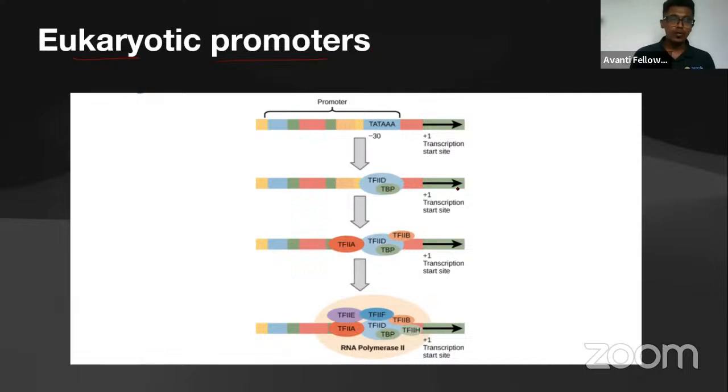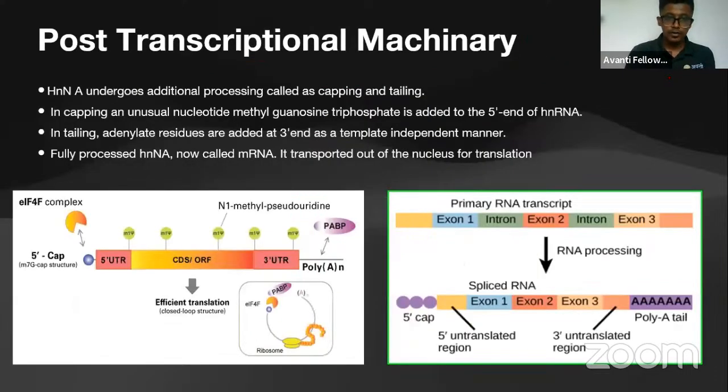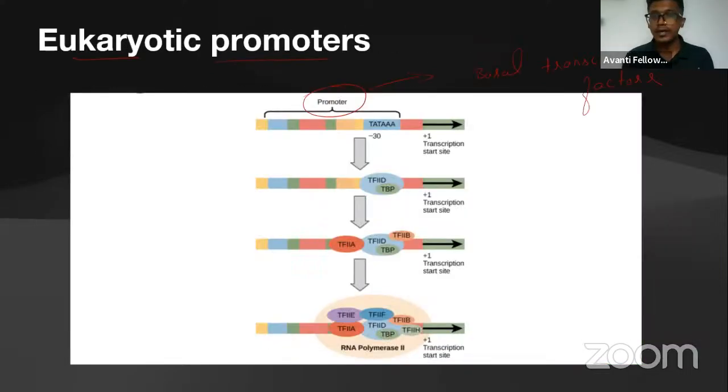So in eukaryotes, what happens? Even in eukaryotes, you have promoters. And then you have something called basal transcriptional factors. So two things are very important for us to understand here. One is basal transcriptional factors, and the other is the promoters.